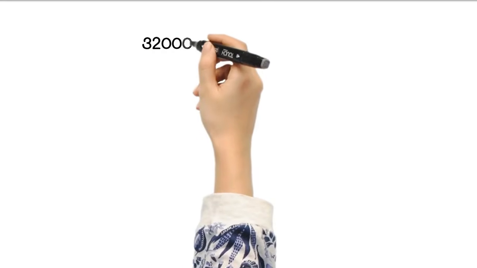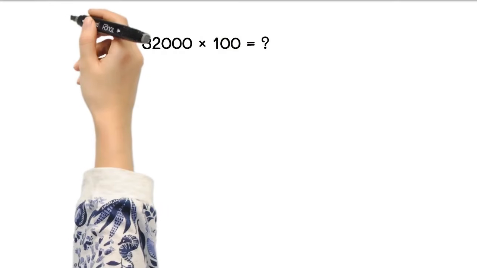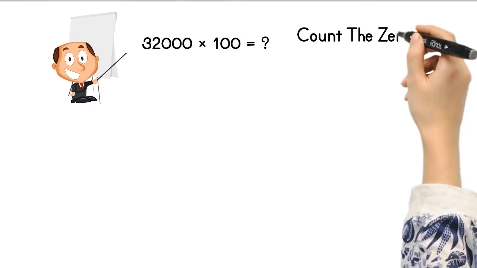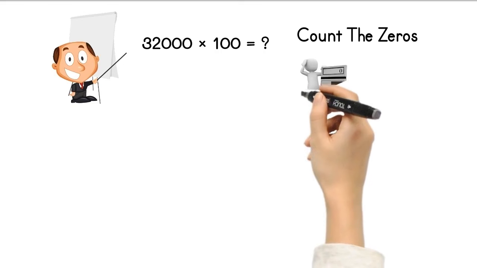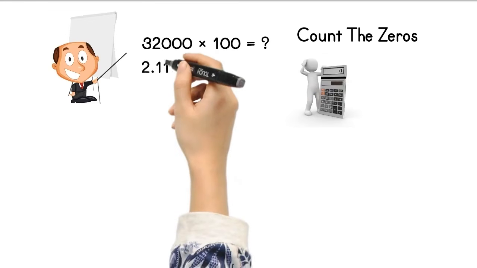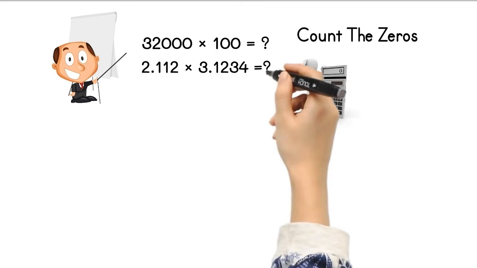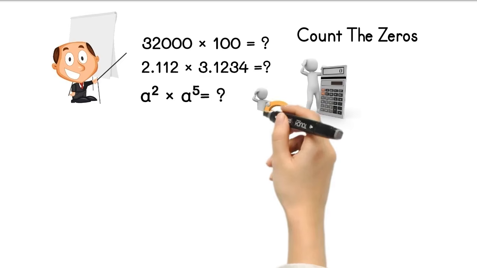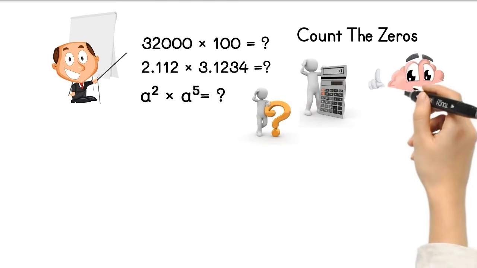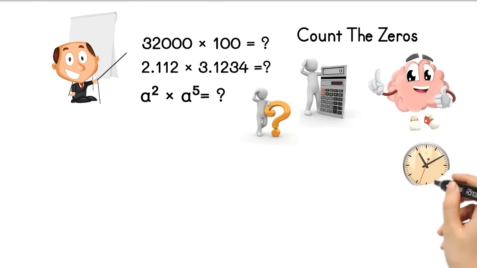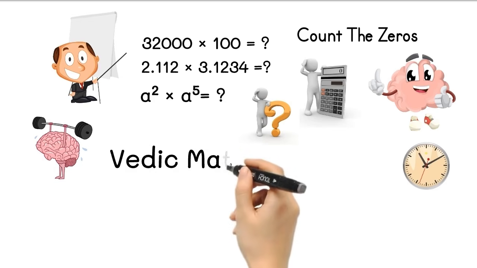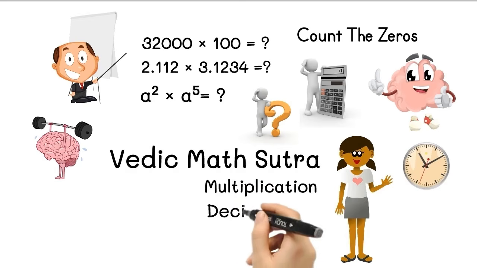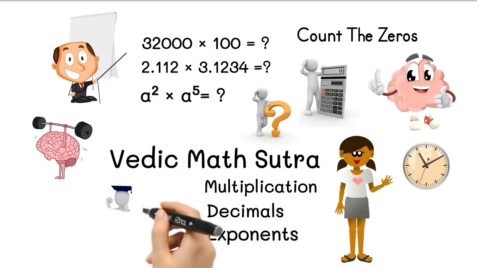Do you still multiply 32,000 times 100 the long way? What if I told you, you don't need to multiply at all, just count the zeros? Confused about where to place the decimal in 2.112 times 3.1234? And do exponents like a squared times a to the power of 5 still make you pause and think? What if all of this could be solved in seconds using one powerful Vedic principle? Stay with me, because today, your multiplication, decimals, and exponents are about to become effortless.